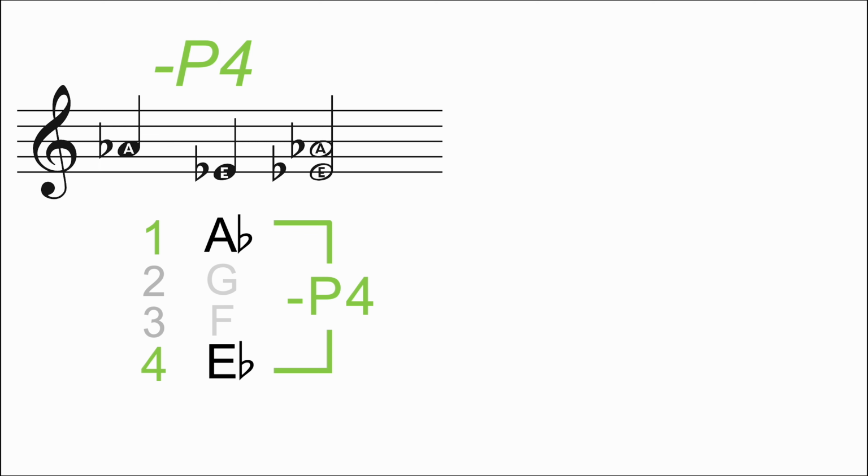Again, the exception being between F and B. But since we know A flat to E flat, both of those need a flat, since the first one had a flat, we would know the second one needs a flat as well. So then the inversion of a perfect fourth would then be a perfect fifth up.